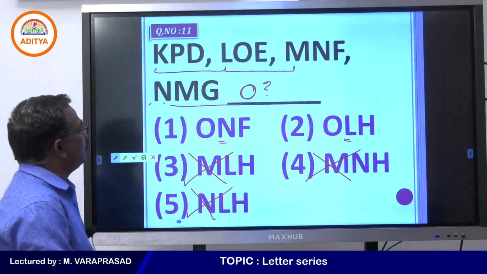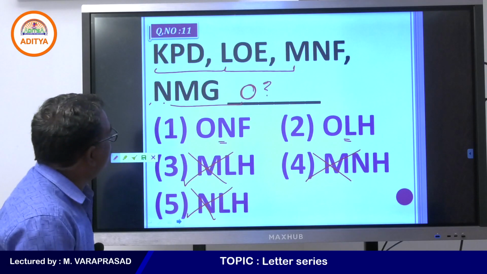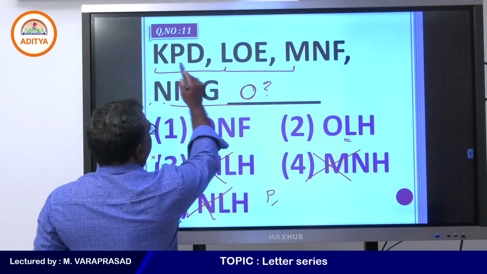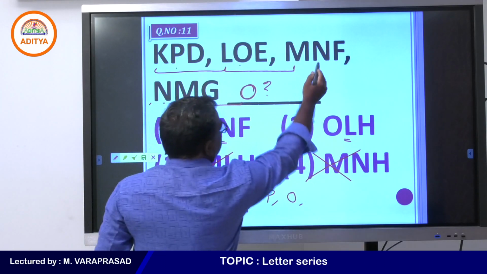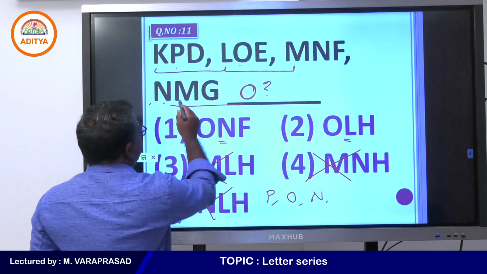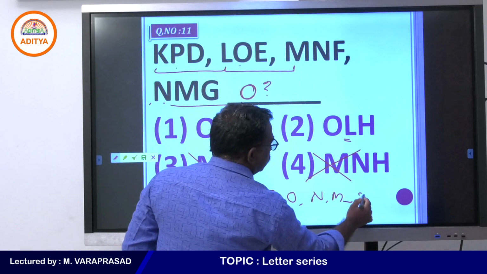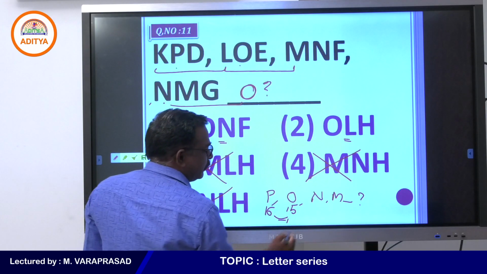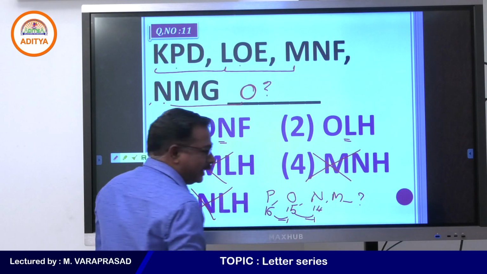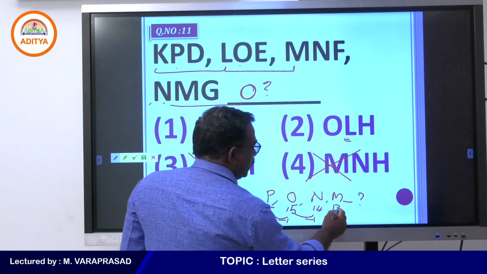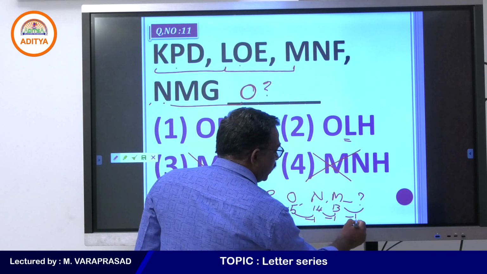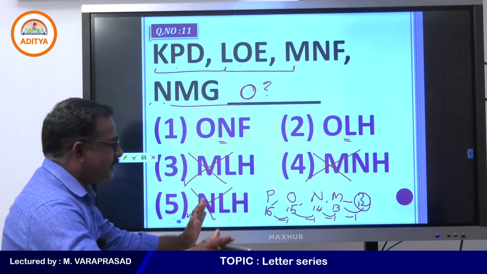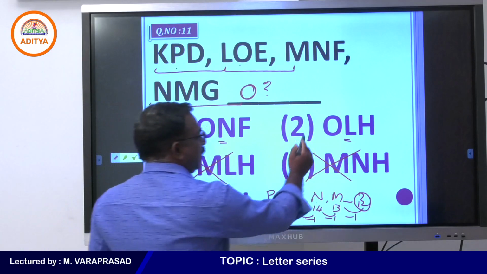So what is the second one? What is given for the second one? Second letter series given P, O, N, M and what will you get here? So this is the 16th letter, 15th letter minus 1, 14th letter minus 1, decreasing order. 13 minus 1 and you will get 12. So what is the 12th letter? That is L. The answer is decided by the second letter: O, L, H.